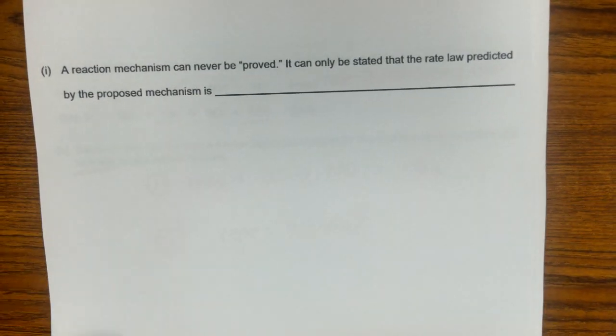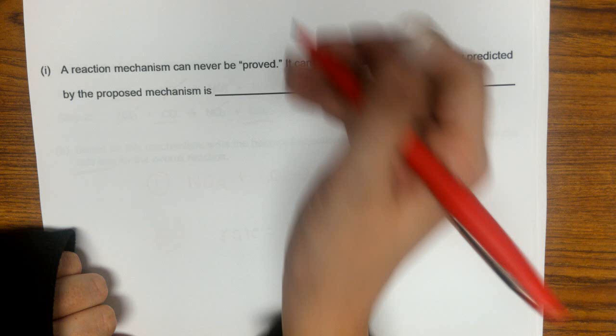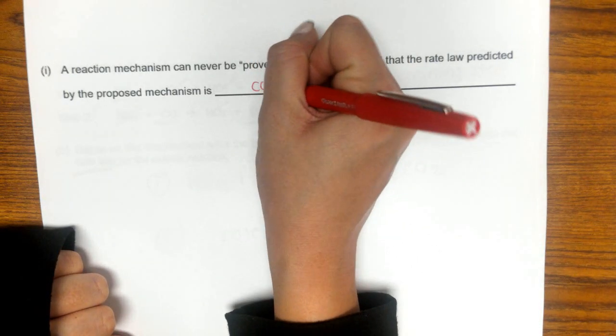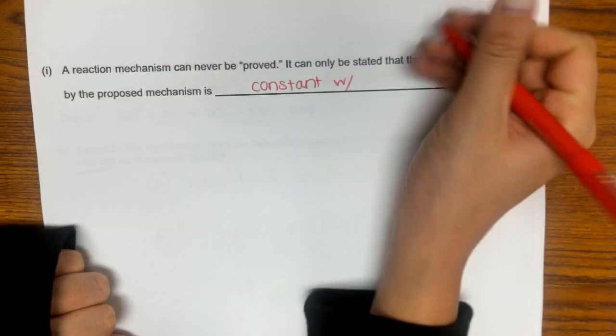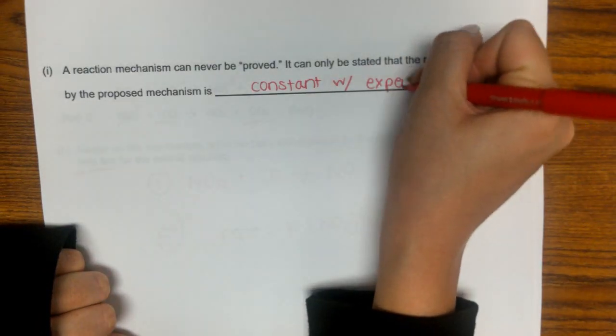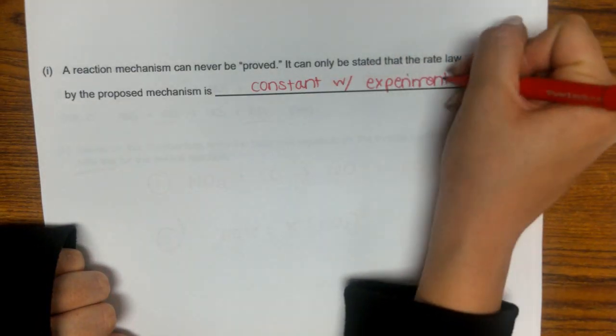Now, reaction mechanisms can't be proved. You know, we're talking about atoms and molecules here. Can't go take a screenshot of it and prove that it happens. And so rate laws, you can predict them, but for it to be true, it does have to be consistent with experimental data. So you do need to have data to back up a rate law.